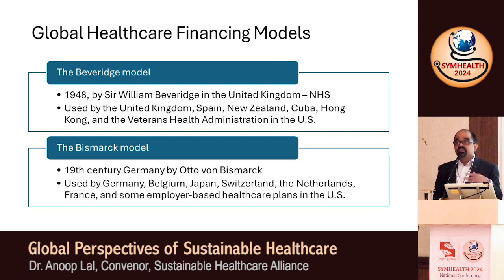But the problem with this is that the entire system is so overwhelmed that they have to wait for many months to get elective procedures done. Now the second model is the Bismarck model, which got implemented in Germany by Otto von Bismarck. In this model, the employers are responsible for providing health insurance to the employees, and this is a mix of the private and public.